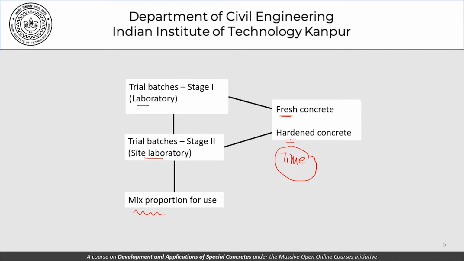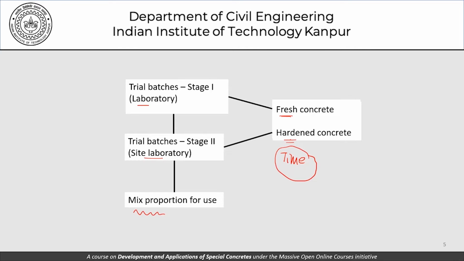Whereas for fresh properties, the adjustment is reasonably quick because if we have one batch, we do the slump. If it doesn't work, we do another batch, do another slump, and so on and so forth. So keep this in mind.